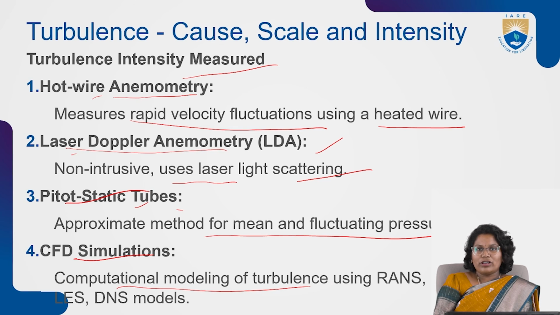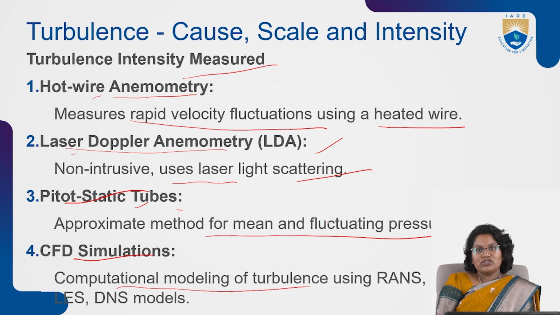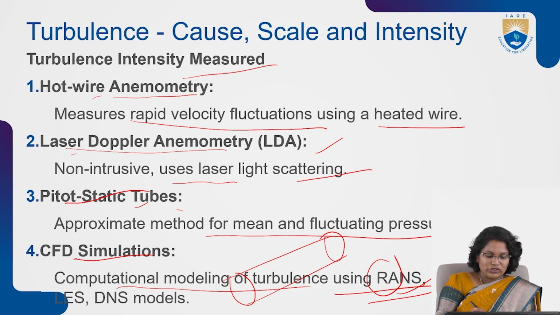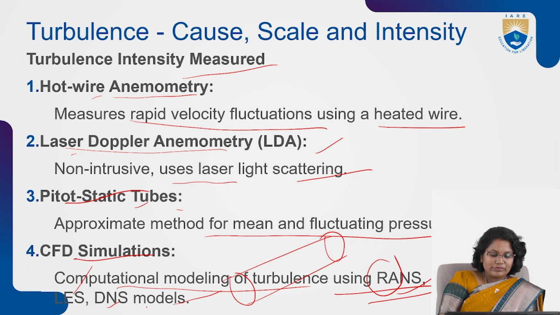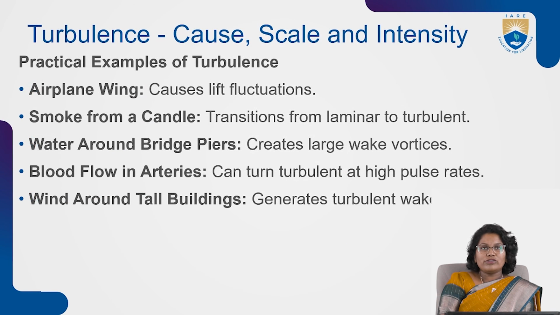computational fluid dynamics modeling. Again here we create a geometry, mesh, and all. Here we are using turbulence models such as the RANS model, Reynolds-averaged Navier-Stokes, and large eddy simulation, LES, and the DNS model. These are all numerical models used to find out the turbulence of the flow.